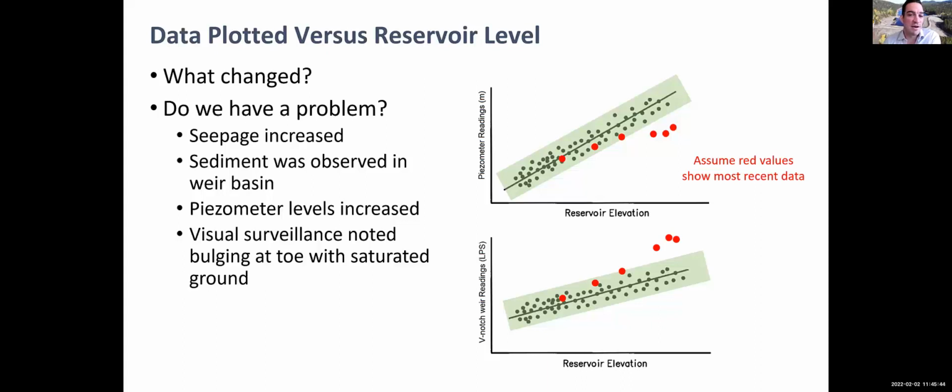But let's say right now we just see these things, right? A little bit more seepage, a little less piezometer readings. That's when we really want to focus on some of the visuals, and maybe we can confirm that there's an issue. But there's certainly something going on here, especially when two sources of data are both going outside of our expected trends.